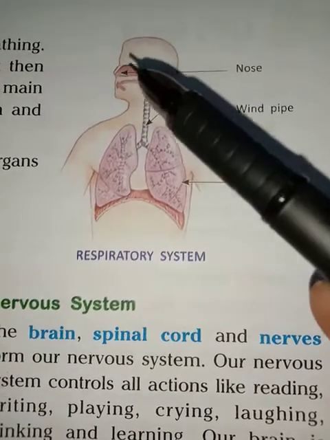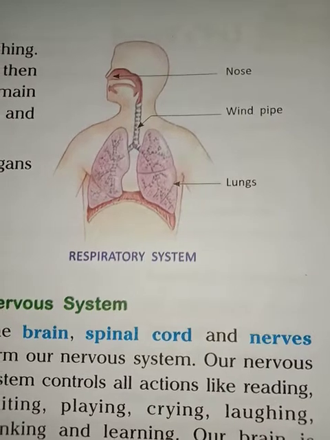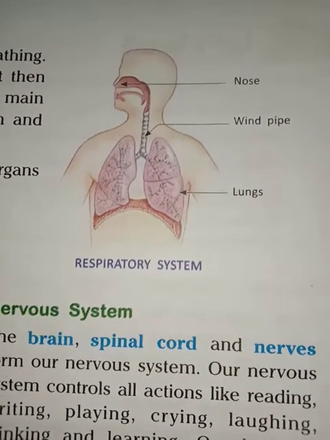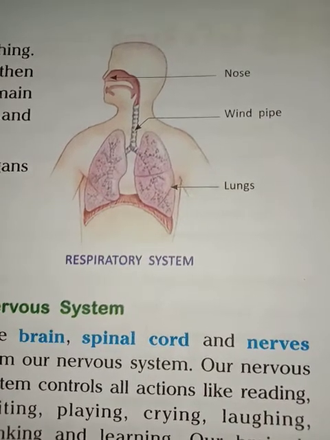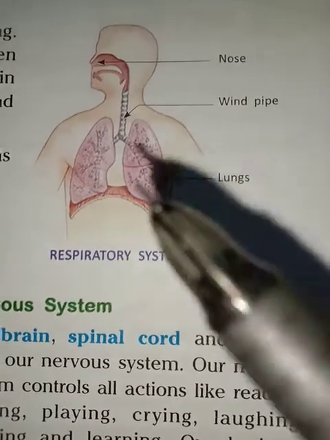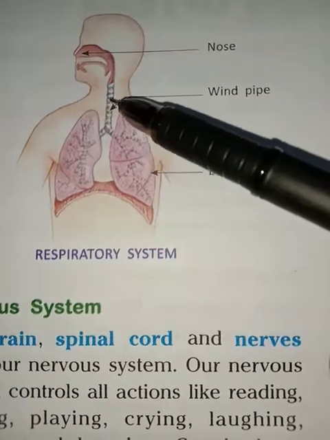Okay. The nose is the only part of the respiratory system that is visible externally and is the route for air entry into the respiratory system. Okay. Now clear? Now second, windpipe. You can see this is windpipe.